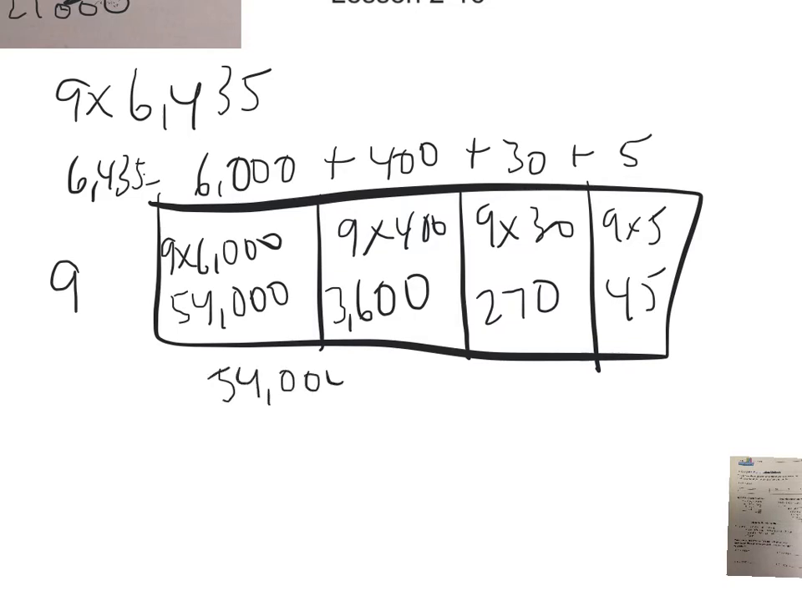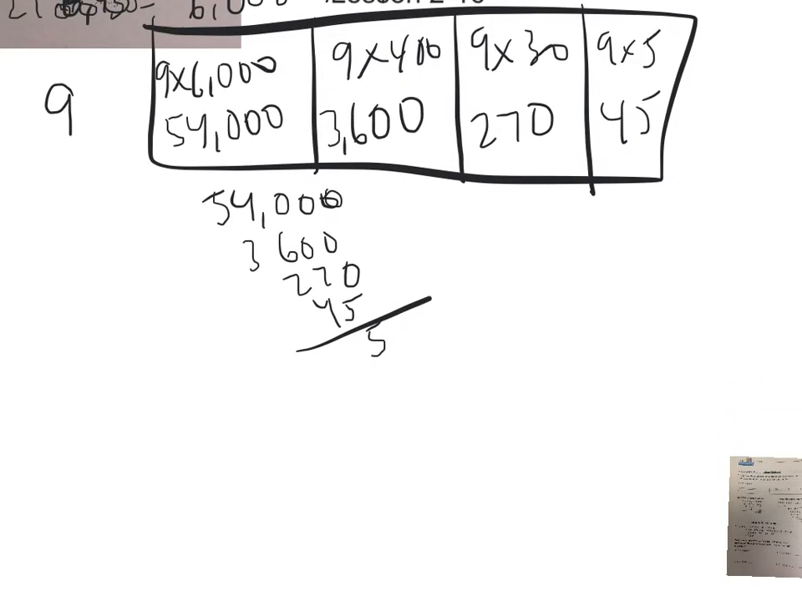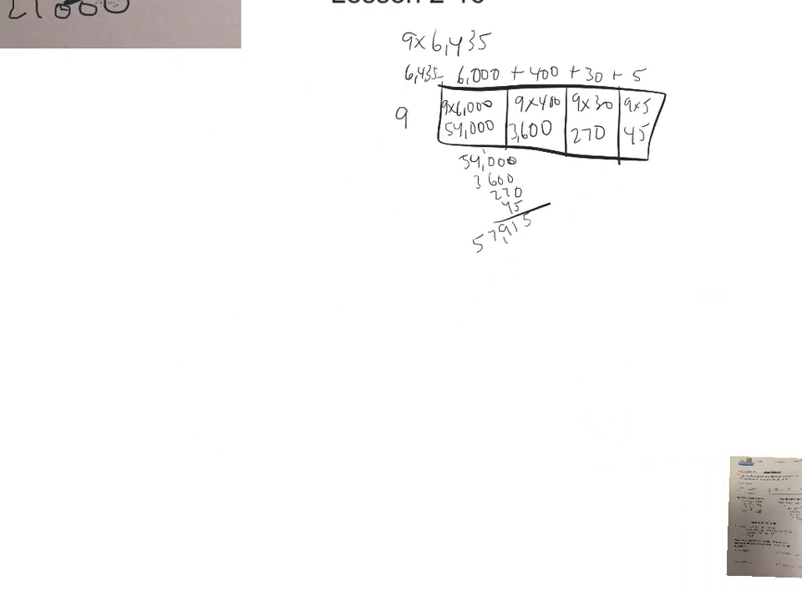Make sure you line them up when you add them together, because I've been seeing way too much of people not lining them up correctly, and then they get the answer wrong and say, what did I do wrong? Okay, 0 plus 0 plus 0 plus 5 is 5. 0 plus 0 plus 7 plus 4 is 11. Carry the 1. 1 plus 6 is 7. 9, 7, 54, or 57,915.